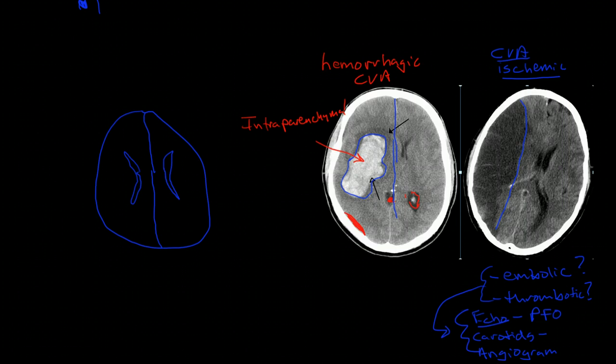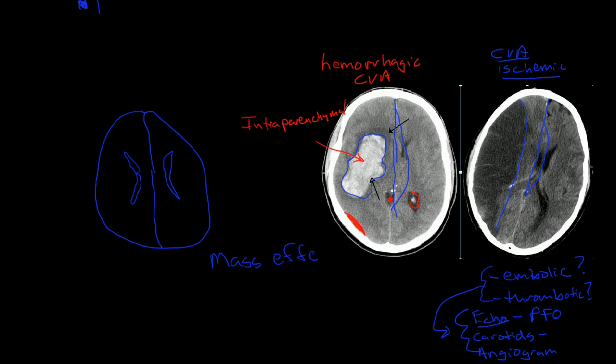And with these brains, you see a shift. So you can see where the brain should be here. Instead of being straight symmetry, you see a shift from the left side to the right side. And this shift is due to something called the mass effect.